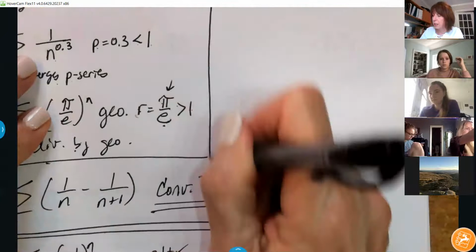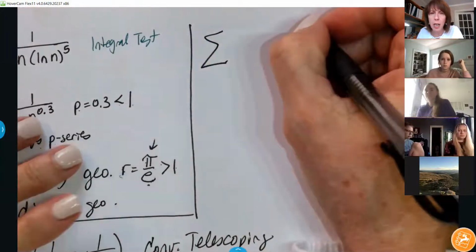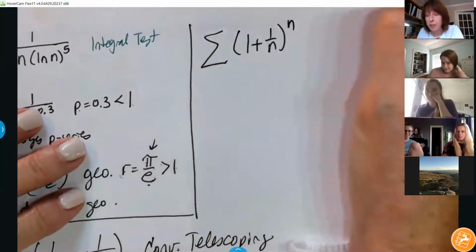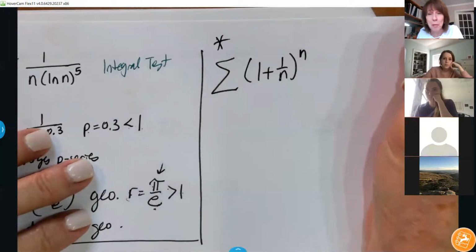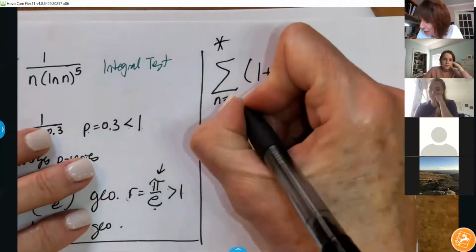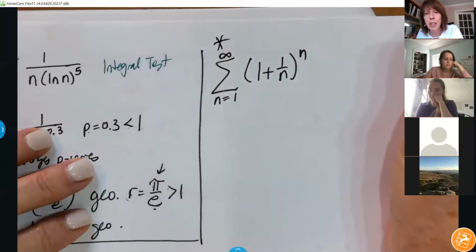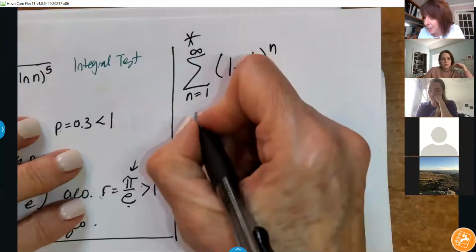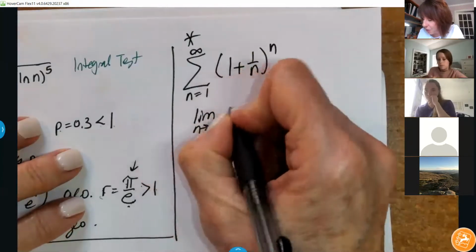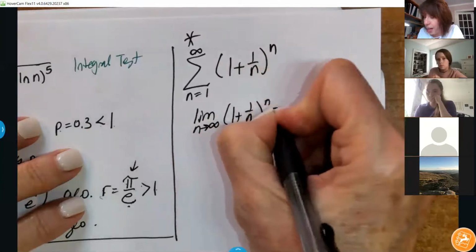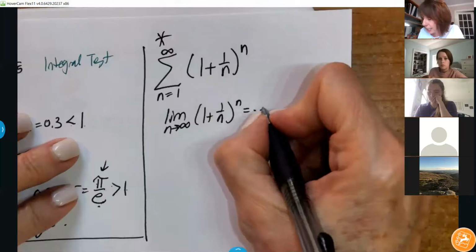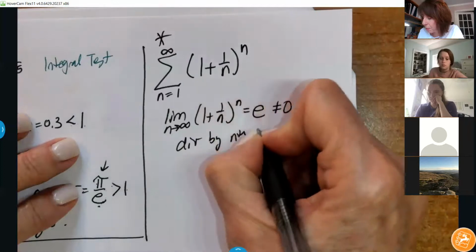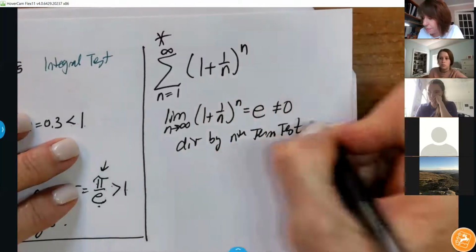Let's see, what else? What would you do with this one? This one will be on the test. I don't know what number it is, but it's there. And I'm sure I put some boundaries here. So what do you do with this one? Nth term test. Take the limit as n goes to infinity. And that is equal to? E, which is not 0, so we diverge by nth term. Okay.